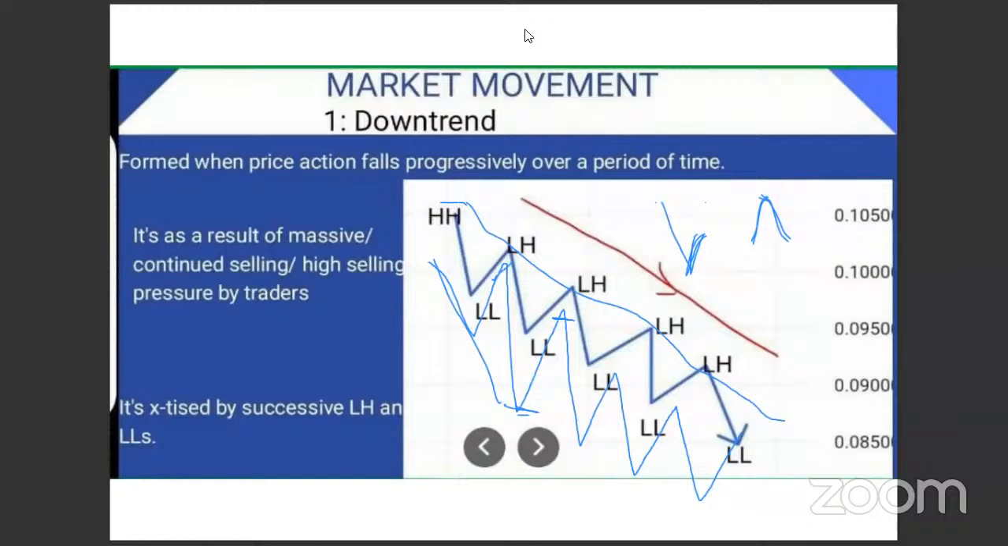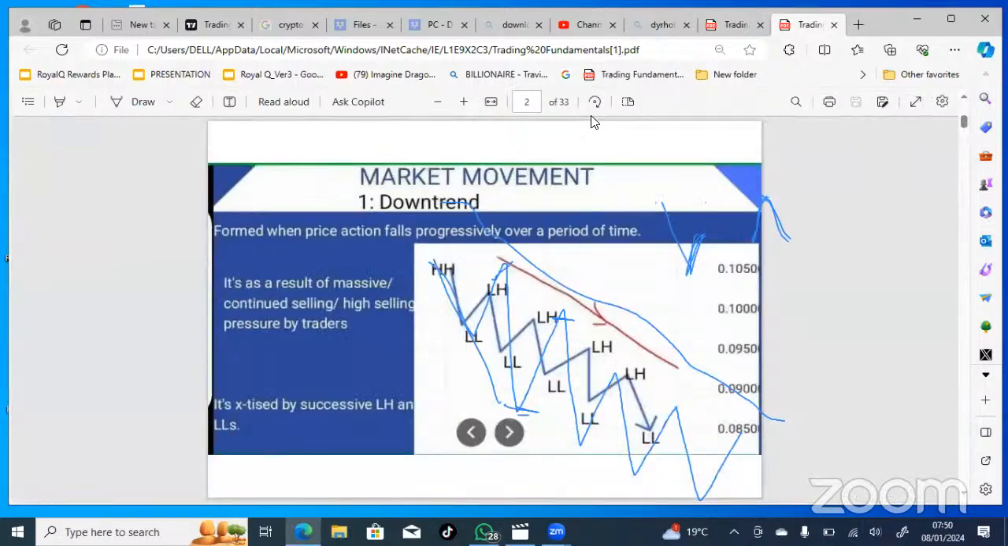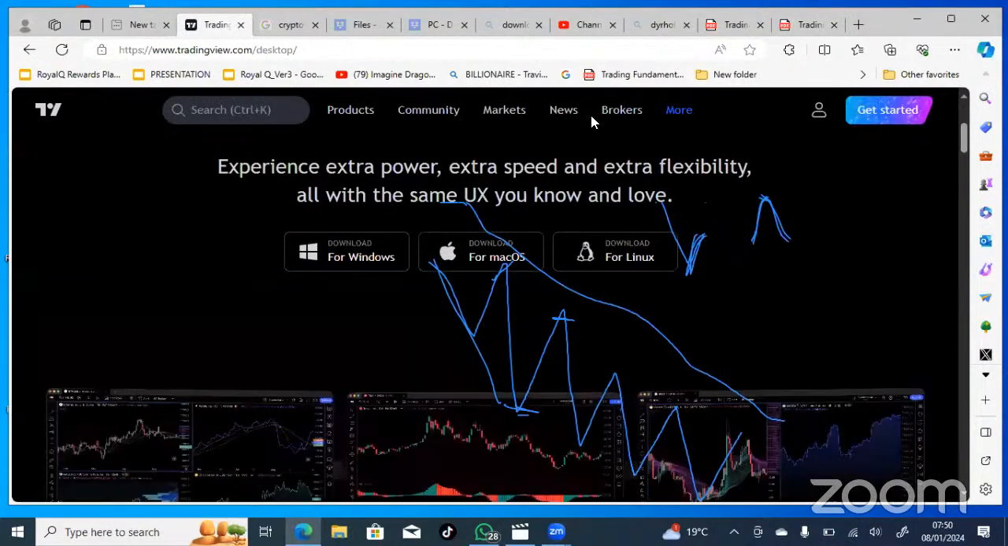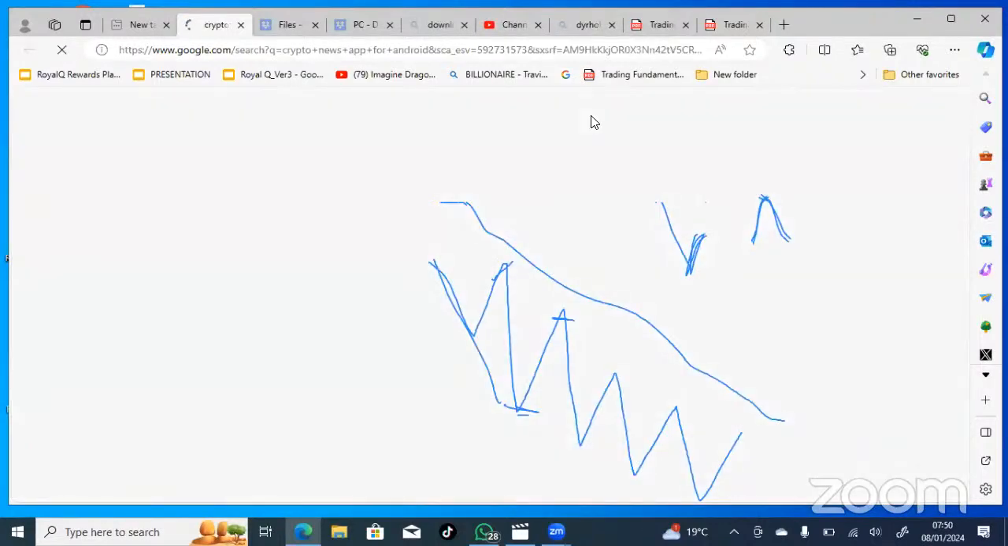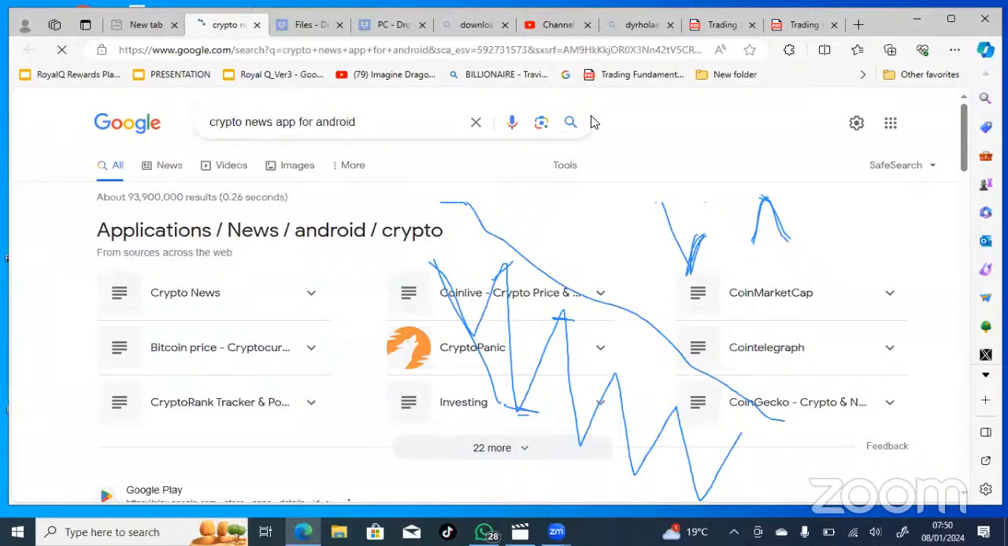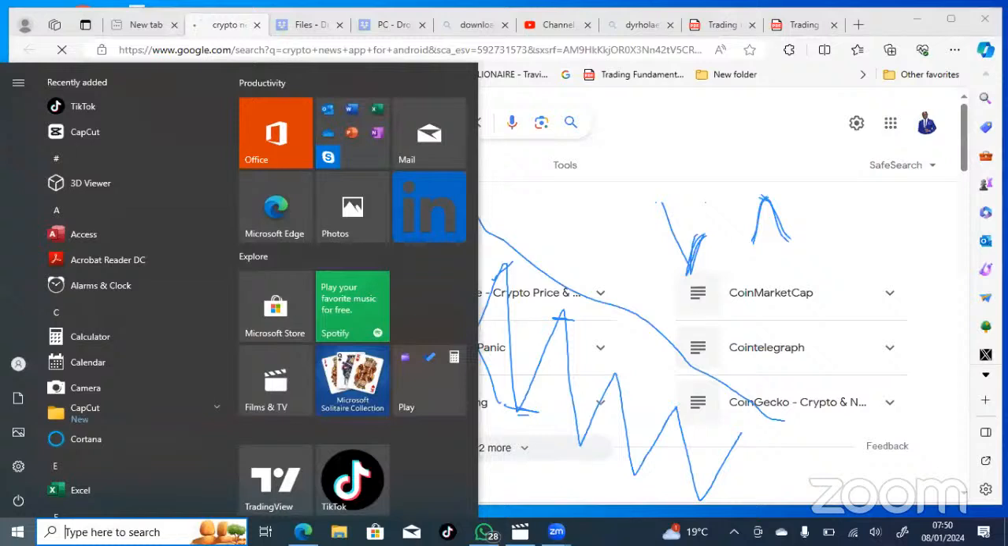Let us try to visit the market. I'll stop sharing my screen a little bit, and let us now go to the market. Let us now visit the market, and let us get into TradingView itself.